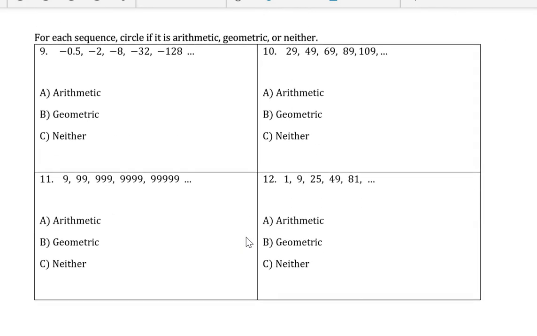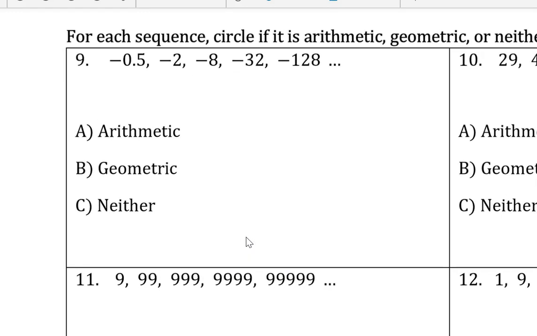Alright, going on to our next set here, we're saying if it's arithmetic, geometric, or neither. So essentially what we're looking to do here is take a look at our terms and see what we got. So if I'm looking at the first term and the second term, well, let's check arithmetic first. Go ahead, check it. It doesn't work, right? So that didn't work. So let's check geometric.